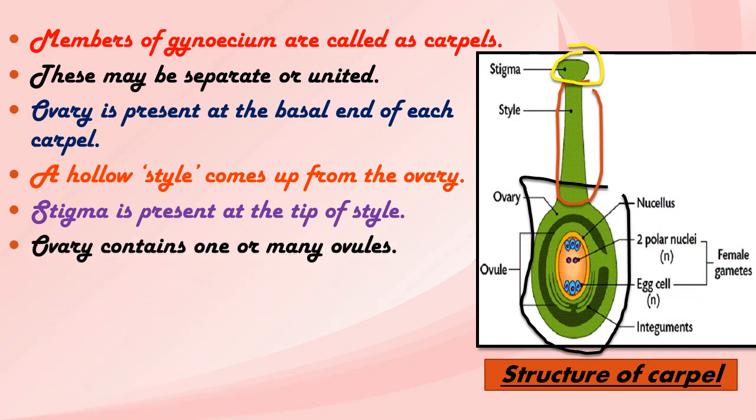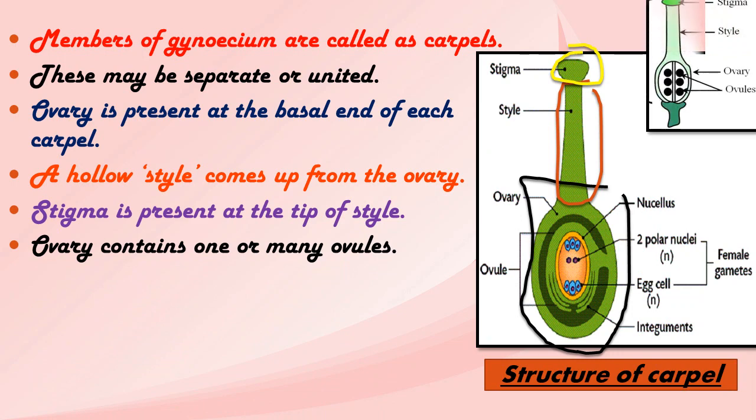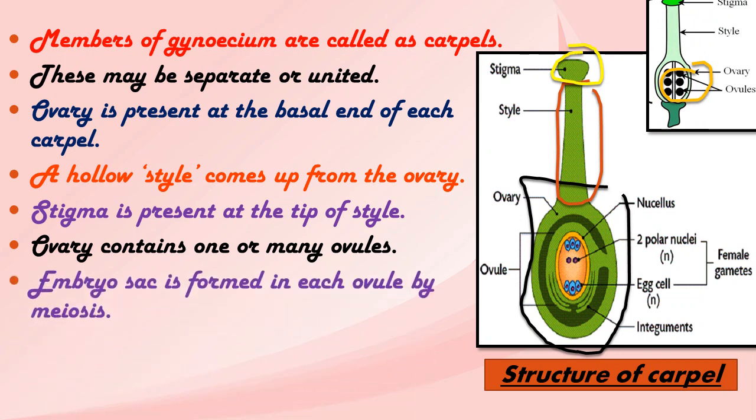The ovary contains one or many ovules. You can observe here in the ovary the black dotted structures; these are the ovules. Many ovules are present inside the ovary, and an embryo sac is formed in each ovule by meiosis, or reduction cell division. Each embryo sac consists of a haploid egg cell.